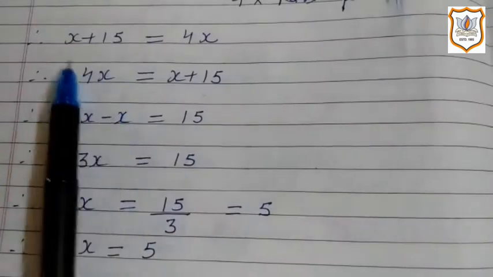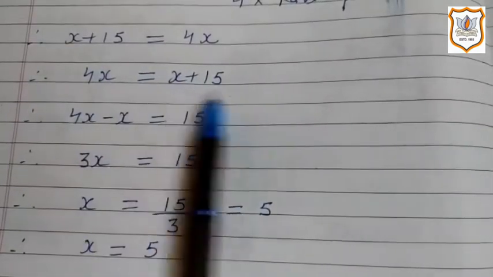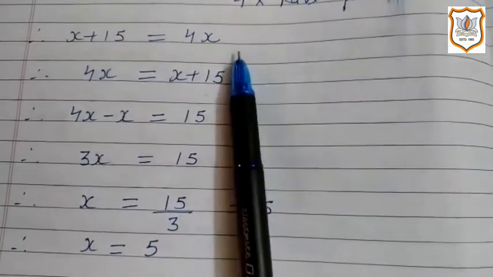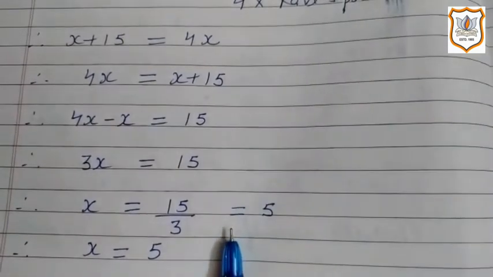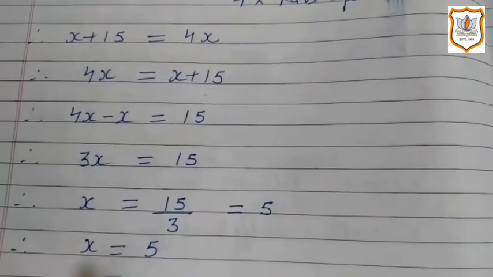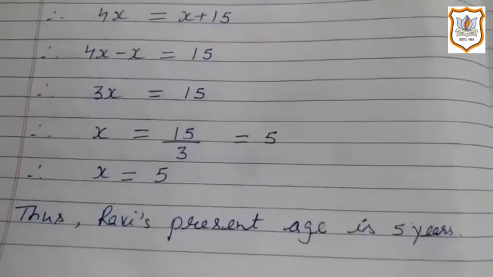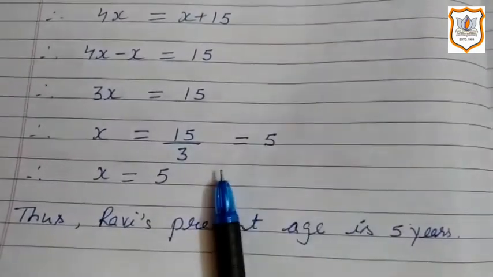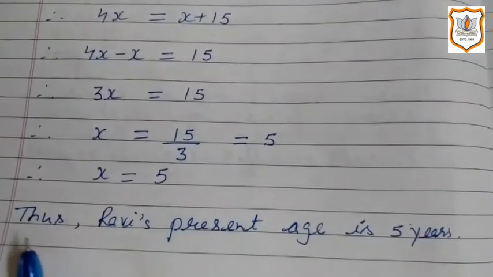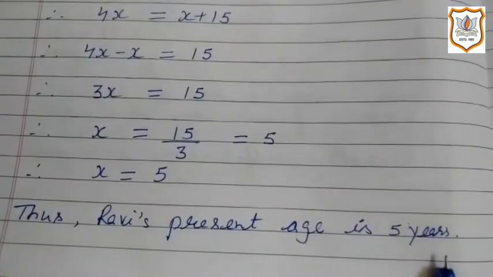Now we interchange both sides. So we get 4X is equal to X plus 15. This is an equation. Now we will solve this equation by the transposition method. When we solve this equation, we get X is equal to 5. You can see the solution of this equation. X is the present age of Ravi. So we write, thus, Ravi's present age is 5 years.